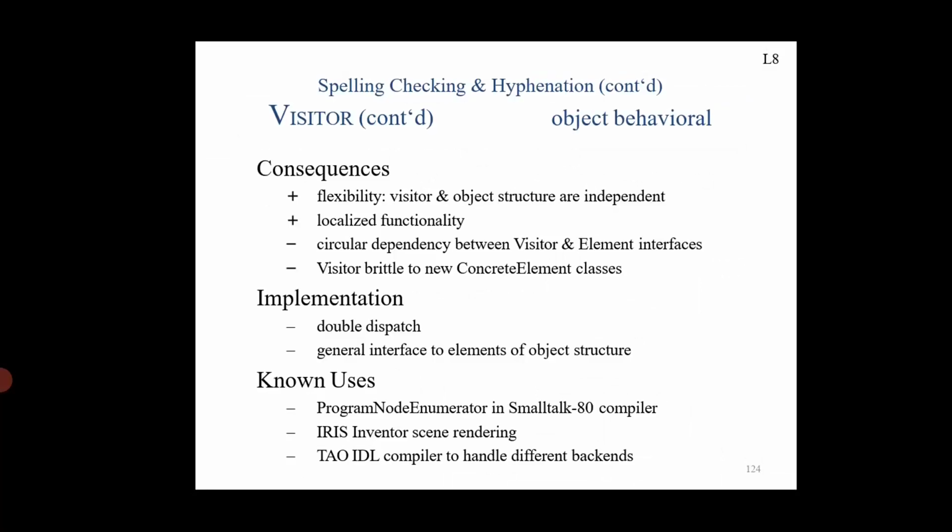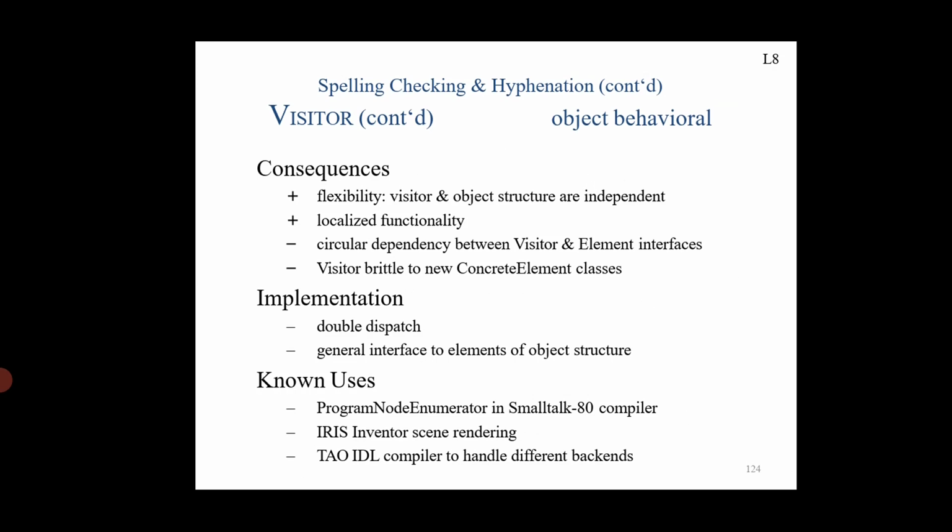Then the consequences: the result is flexibility. The visitor and object structure are independent and the functionality is localized, and there is a circular dependency between the visitor and the element interfaces. Adding new visitors is easy, but adding new concrete element classes is harder. Coming to the implementation concept, we need double dispatch, and general interfaces to the particular elements of object structures.